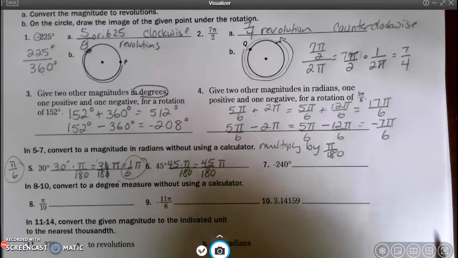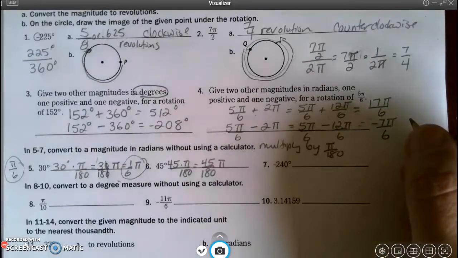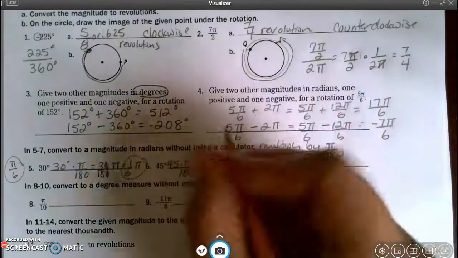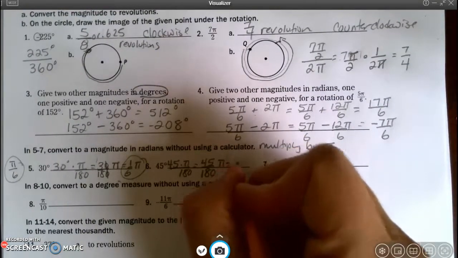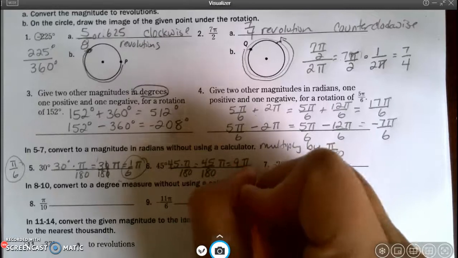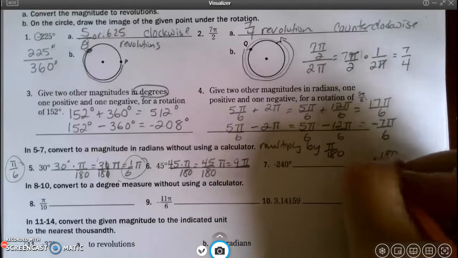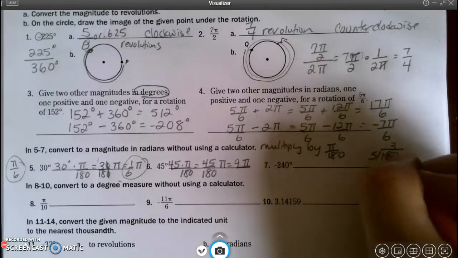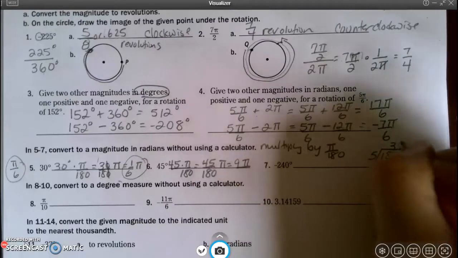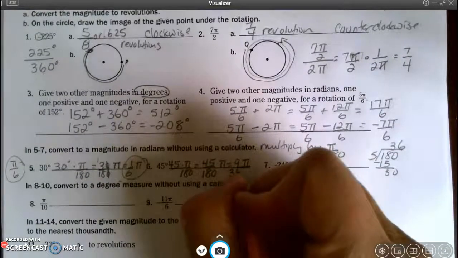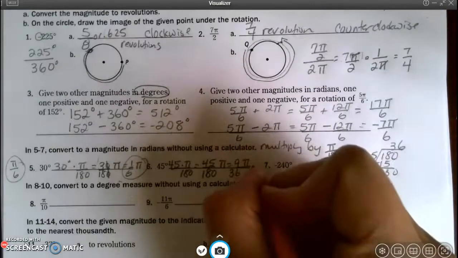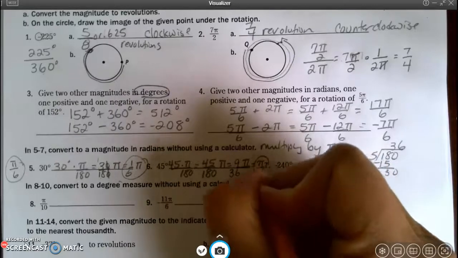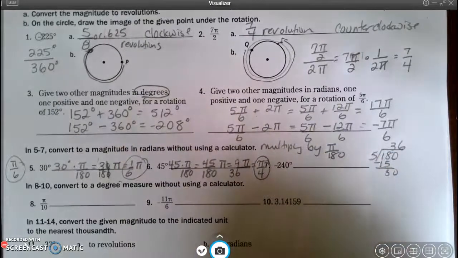If I'm doing this without a calculator, they can both be divided by 5, and that's going to give me 9 pi on the top, and then 180 divided by 5. I'm going to do this off to the side. 5 goes into 18 3 times. It gives me 15 and 6, so I get 36. Well, 9 over 36 I know is 1/4, or pi over 4. I could have also just said 1/4 pi.